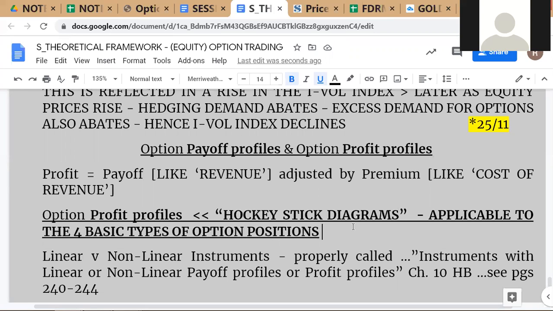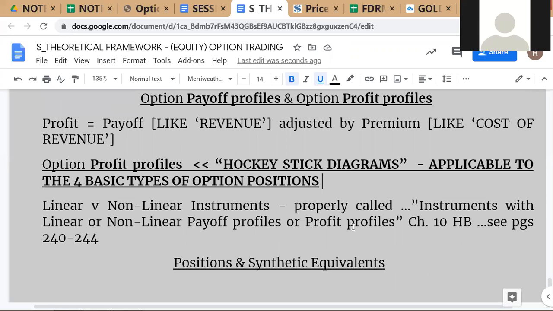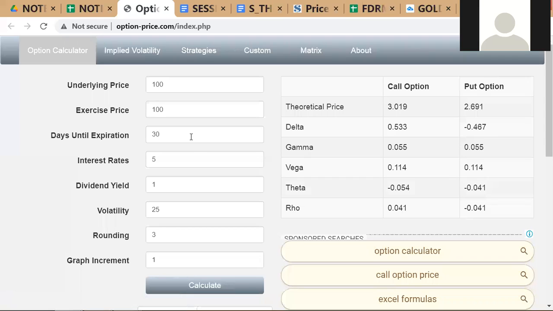The other thing to understand is, let me write them, these are expiration diagrams, okay? These are expiration diagrams, which means that they apply to the expiration. So obviously options, as you know, can have many tenors. So for instance, here you have an option with 30 days to expiration.